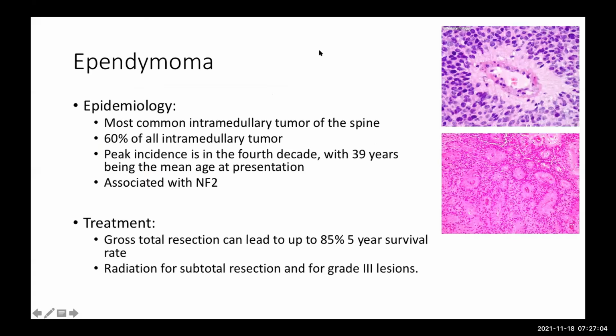So yeah, this ends up being an ependymoma. It's the most common intramedullary tumor of the spine, 60% of all intramedullary tumors, with peak incidence in the 4th decade, 39 being the mean age of presentation, and associated with NF2. Treatment: gross total resection can lead up to 85% 5-year survival rate, and radiation for subtotal resection or for grade 3 lesions.